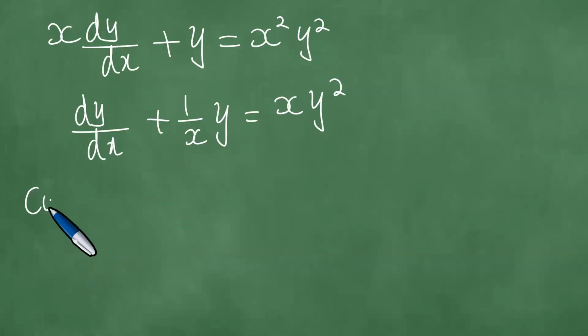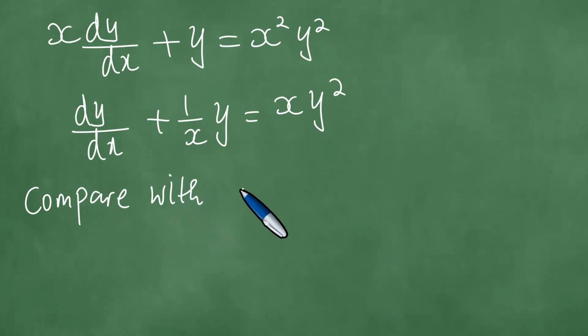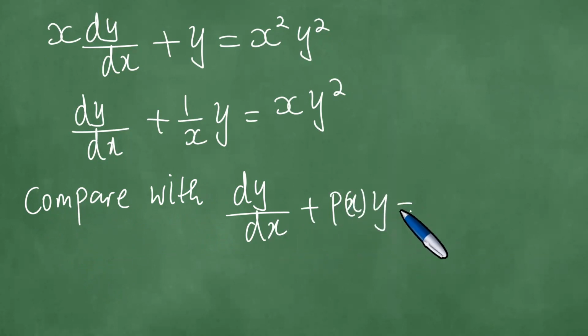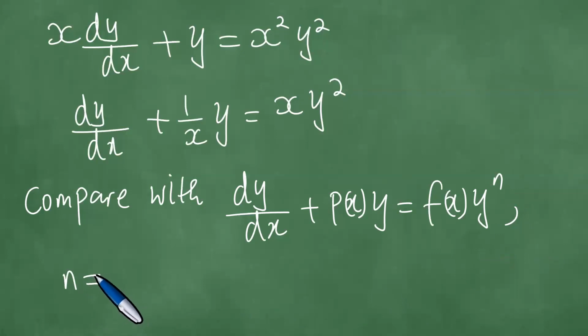At this point, we compare it with dy/dx plus p(x) y, which equals f(x) y to the power n, which is valid for integers n, but we recommend the use when n is not 0 and when n is not 1, because when n is 0 or 1, this becomes a linear equation, which is very easy to solve.